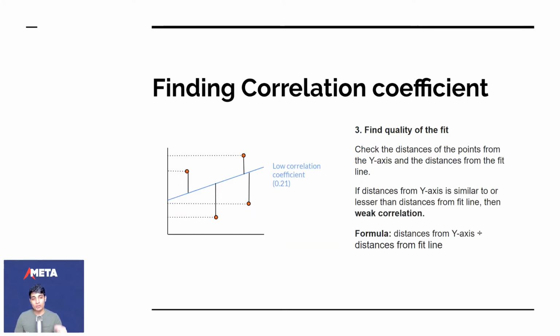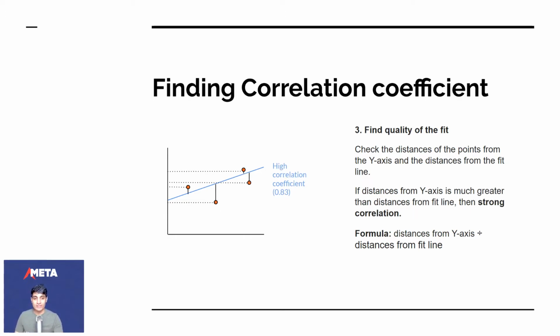There is a formula to find the quality of the fit, and that is essentially you check the distances of the points from the y-axis, right? So if the distances from the y-axis are similar to or less than distances from the fit line, then there is a weak correlation. So the formula is very simple. It's the distances from the y-axis divided by distances from the fit line, right?